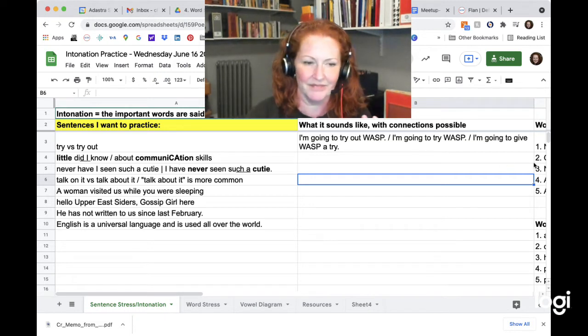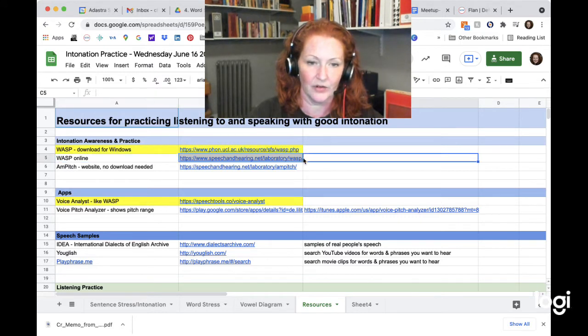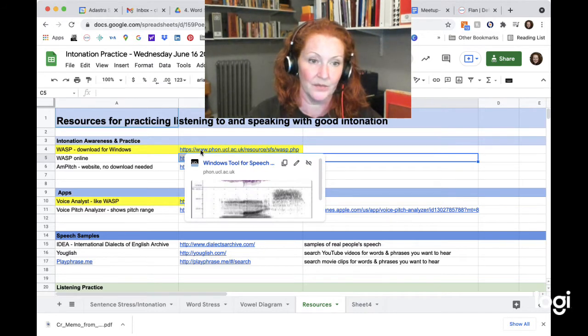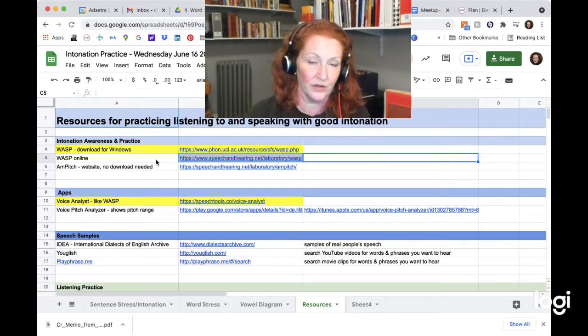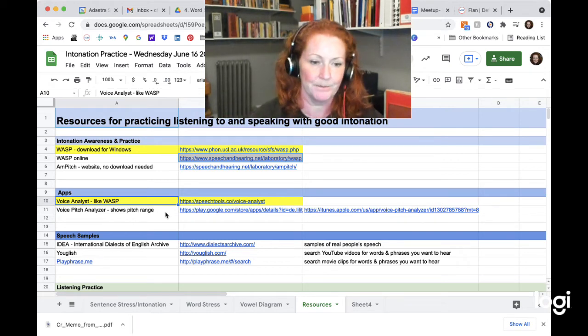But I did spend some time demonstrating with the WASP program. So I wanted to show you again to remind you where to find that link. On the tab at the bottom for resources, you'll find the very first one is the WASP. This is the download. It's free, but it is PC only. And this is the online version where you don't need to download anything. You can just play with it online. And this one is a phone app. It does pretty much similar things, show you the change in frequency and your loudness.